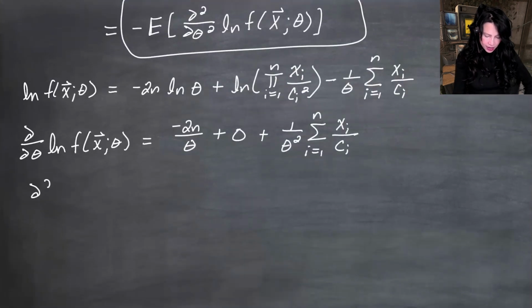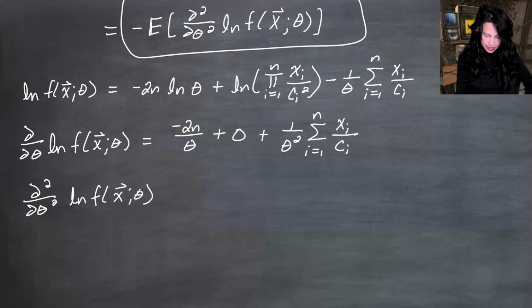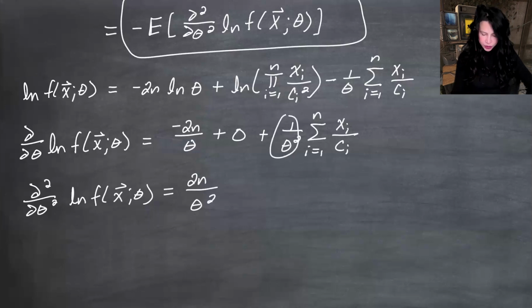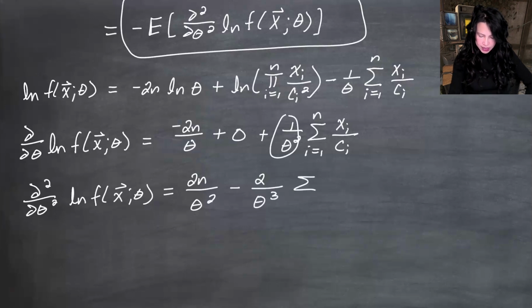So the second derivative with respect to theta: this theta to the minus 1 is going to give us negative theta to the minus 2. So we'll end up with 2n over theta squared. And then over here, this is like a theta to the negative 2, so we'll get negative 2 over theta cubed, the sum as i goes from 1 to n of xi over ci.